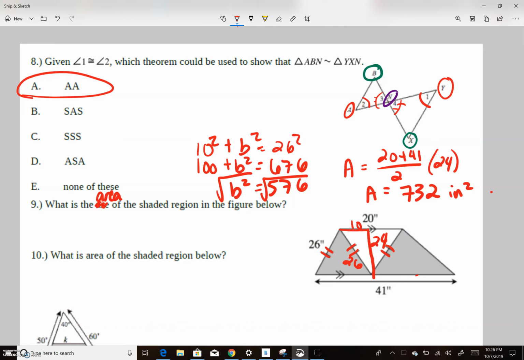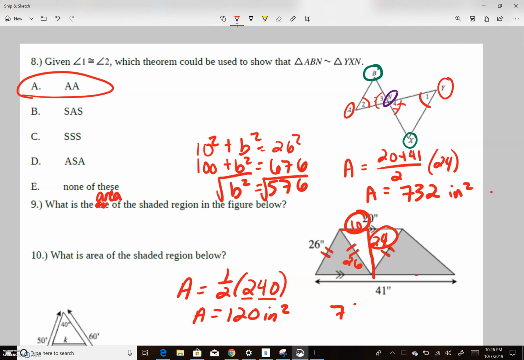So the area of a triangle is 1/2 the base times the height. So the base times the height is 10 times 24. So I'm looking at 1/2 of 240, which is going to be half of 200 is 100, half of 40 is 20. So the area should be equal to 120 inches squared. So the area of just the gray pieces is going to be 732 minus 120, which is 612. So the area of the shaded region should be 612 inches squared.